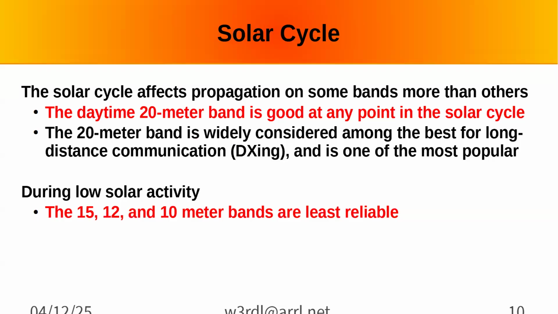And the higher bands, 15 through 10, really don't work well if you have low solar activity. So I guess the 10 meter has really been great. It's been good almost all the time. We've had a lot of solar activity. At 2 o'clock in the morning, I've seen 10 happy, which I thought was kind of amazing.